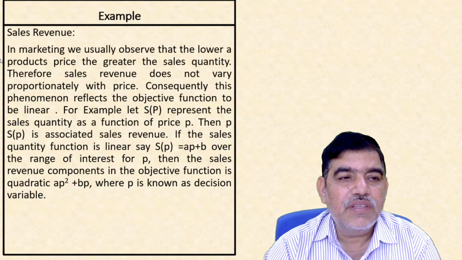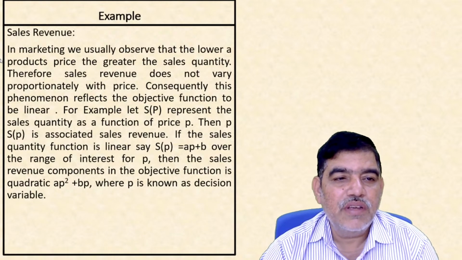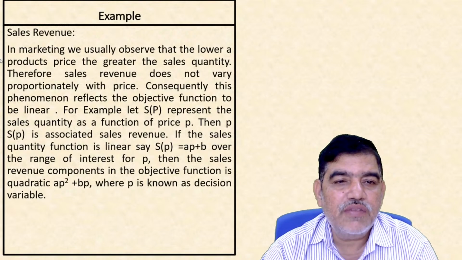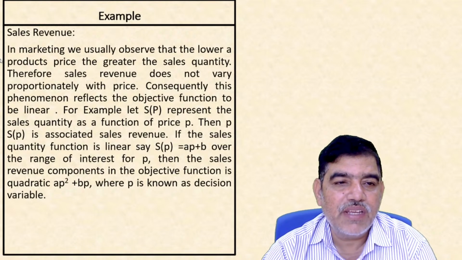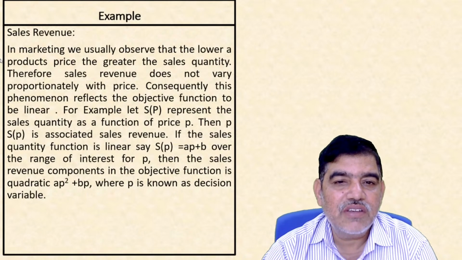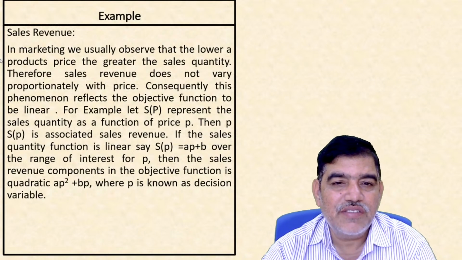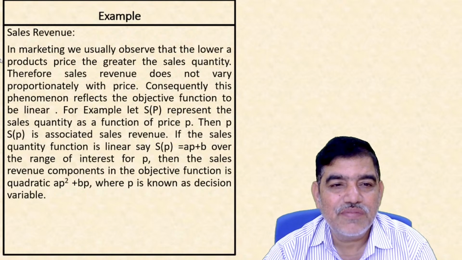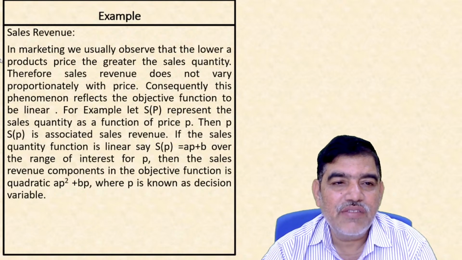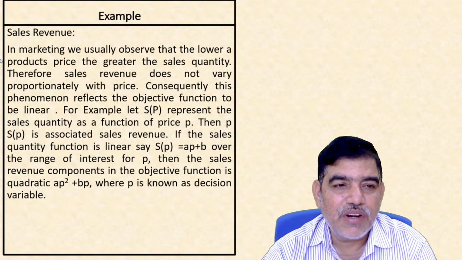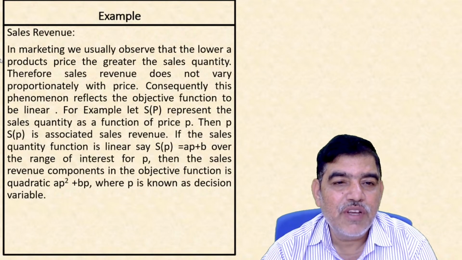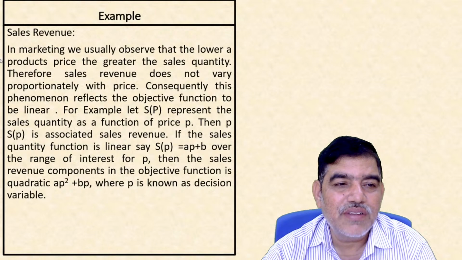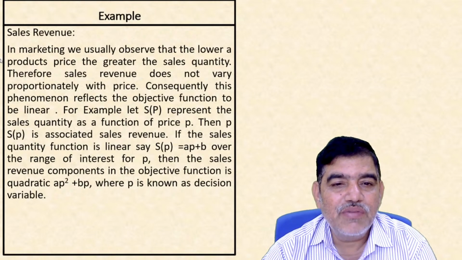Another example, sales revenue. Let us consider in marketing, we usually observe that the lower a product price, the greater the sales quantity. It is a general tendency. If you lower the product price, automatically the sales will increase. The sales quantity will increase because more customers will purchase that product. Therefore, sales revenue does not vary proportionally with price.